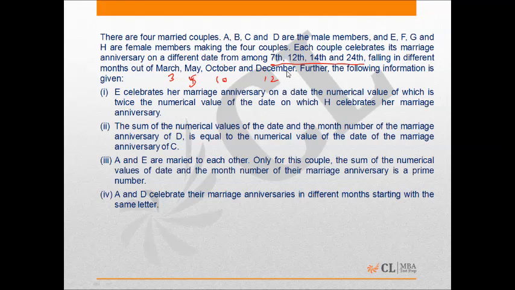Further, it is given that E celebrates her marriage anniversary on a date the numerical value of which is twice the numerical value of the date on which H celebrates her marriage anniversary. From here, we can deduce that E celebrates her marriage anniversary either on 14th or 24th. Accordingly, H celebrates her marriage anniversary either on 7th or 14th.